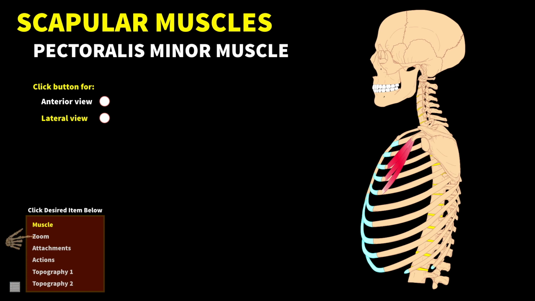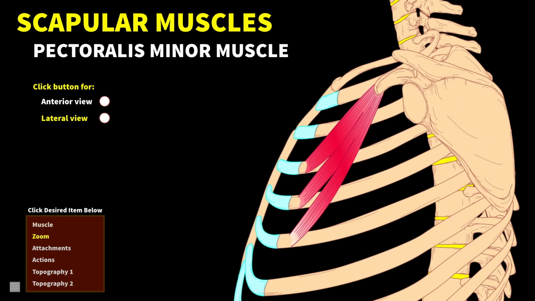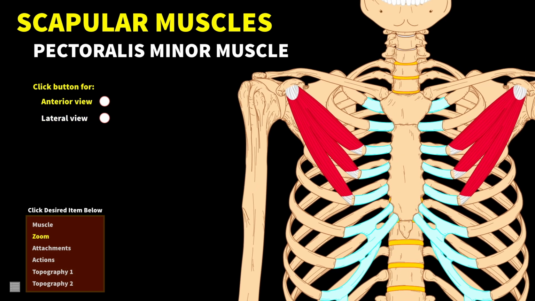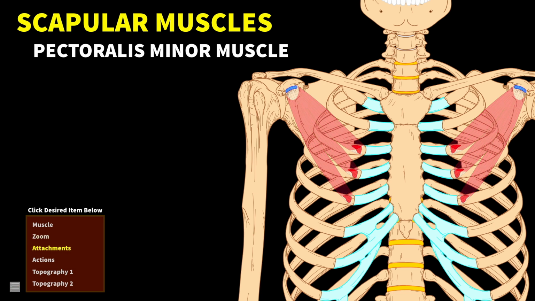Let's zoom in on the muscle to get a better view and rotate it back to the anterior view to better analyze its attachments to the skeleton. Can you describe the attachments of the pectoralis minor? Try it and be as precise as possible. Let's check the attachments and see how you did.